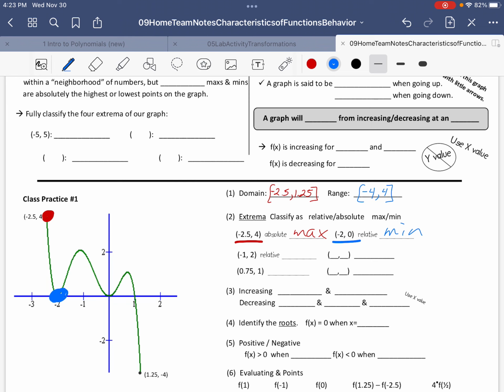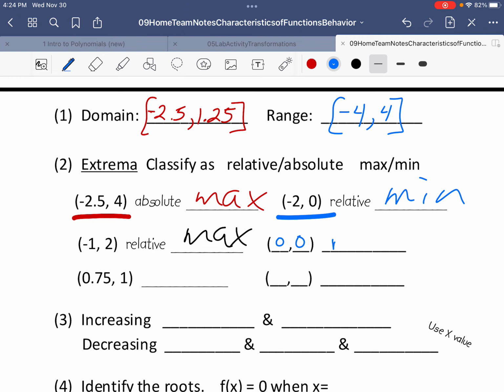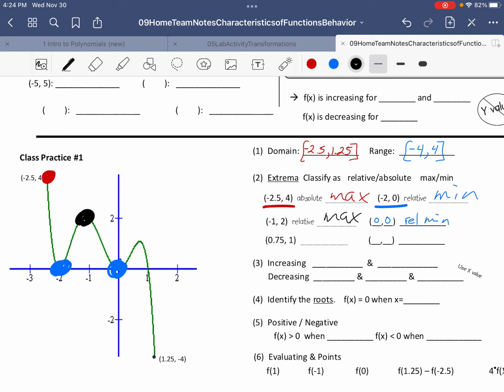There's some other points on the graph that represent extrema. How about the point negative 1, 2? Negative 1, 2 is a high point on the graph, but it's not the highest point. So we call it a relative maximum. How about the point 0, 0? That looks like another low point on the graph. It's not the lowest point on the graph, so we would call that a relative minimum. But it is a low point of the graph.